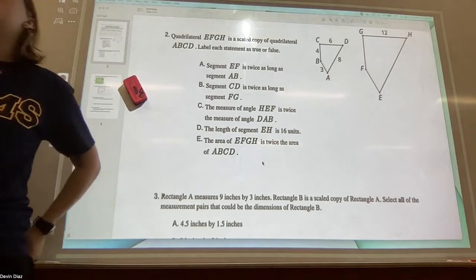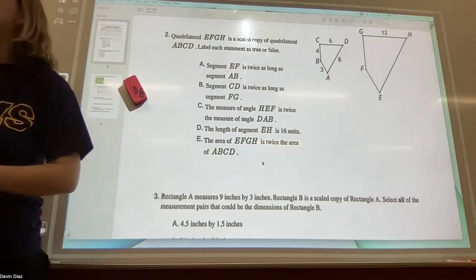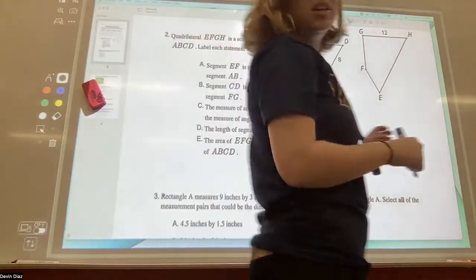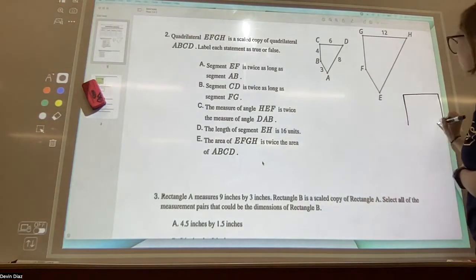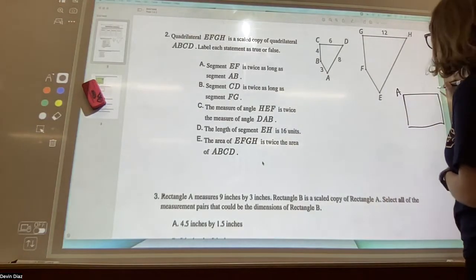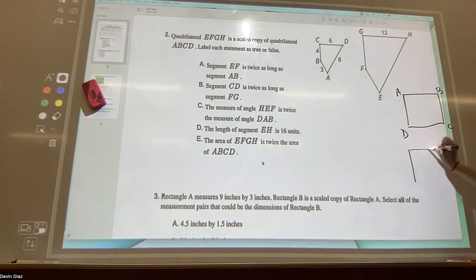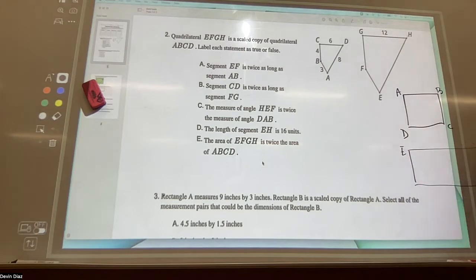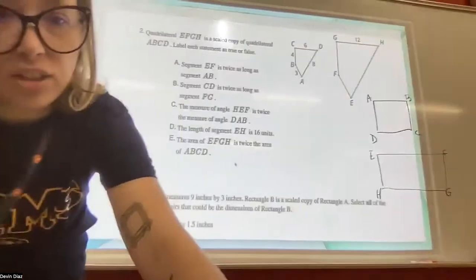Remember when I was in the back and I tried to show you guys with rectangles and all of that stuff? We're going to look at it with rectangles again. So I'm going to draw a rectangle A, B, C, D, and I'm going to draw a rectangle E, F, G, H. So there we go. I drew my 2 rectangles.